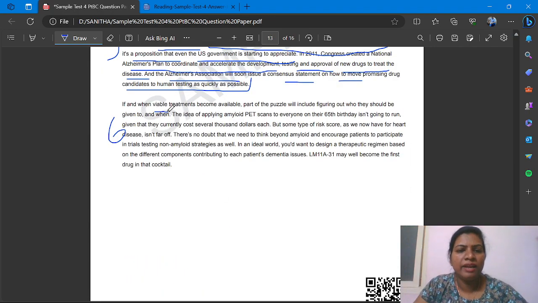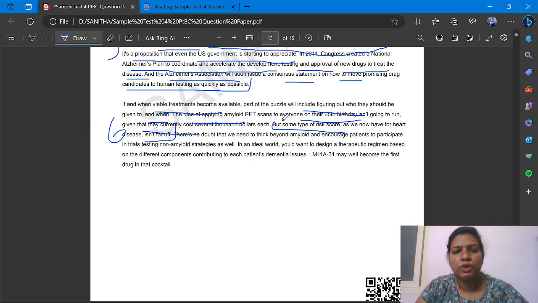If and when viable treatments become available, part of the puzzle will involve figuring out who they should be given and when. The idea of applying amyloid PET scans to everyone on their 16th birthday is not going to run, given that they currently cost several thousands of dollars each. But some type of risk score, as we now have for heart disease, is not far off.